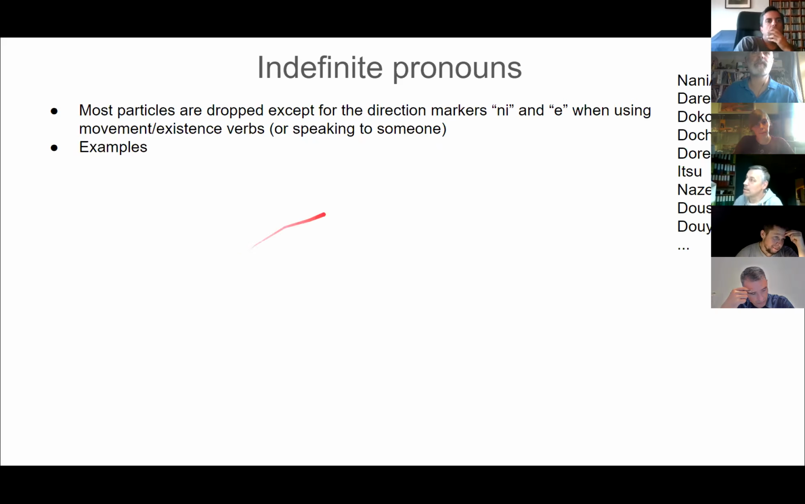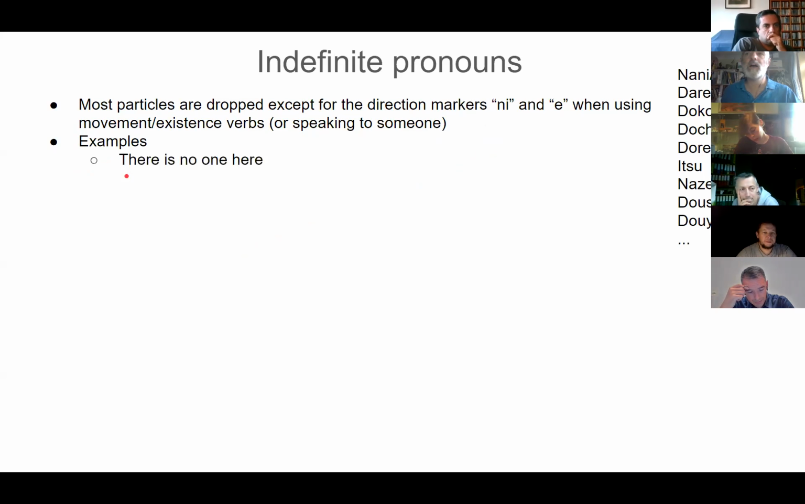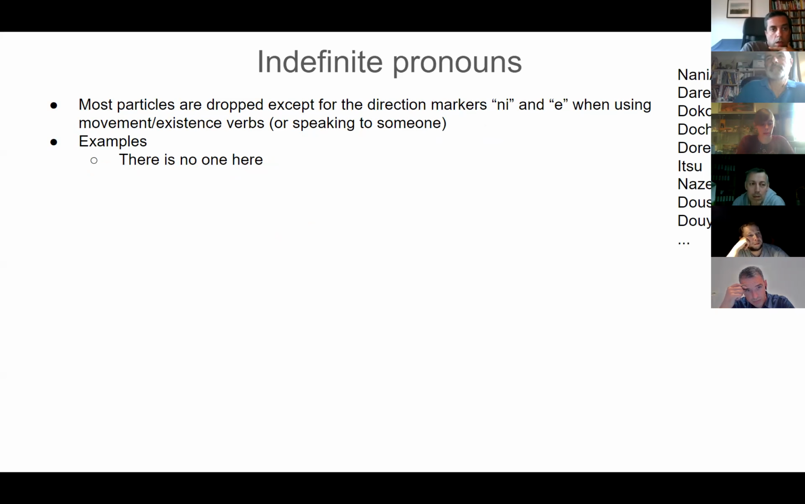Here we go. Right, so that's this exception where ni remains preserved. Let's look at some other examples. There is no one here. Let's actually do these as an exercise, shall we? So Joel, there is no one here. Koko ni... not there, but remember it's an existence verb coming in. Dare mo imasen. Good. Koko ni dare mo imasen.